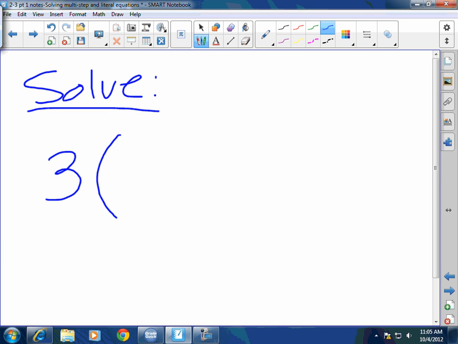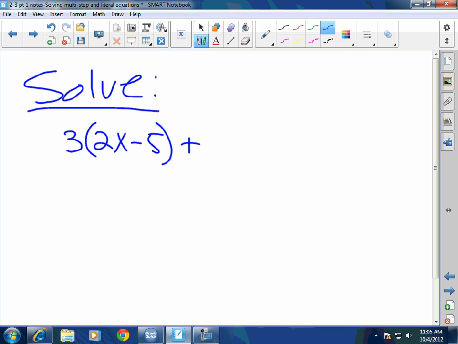Solve 3 times (2x minus 5) plus 7 equals negative 4 times (3x minus 2) plus 6x. Go ahead and write that down, please. You can start doing it, absolutely. I'm going to guide you in a second. I'll make sure everyone writes it down, though.